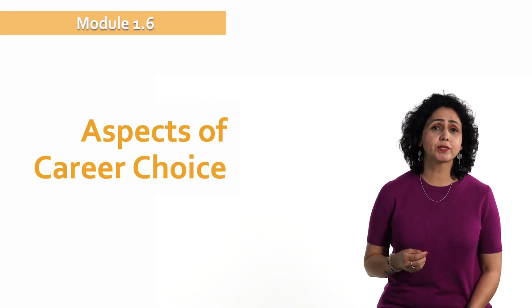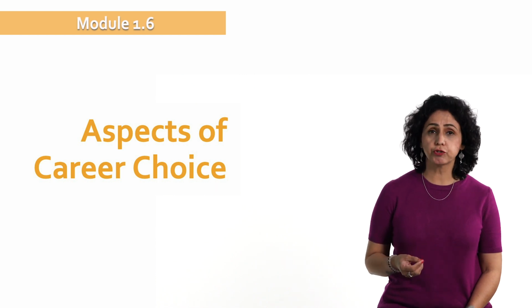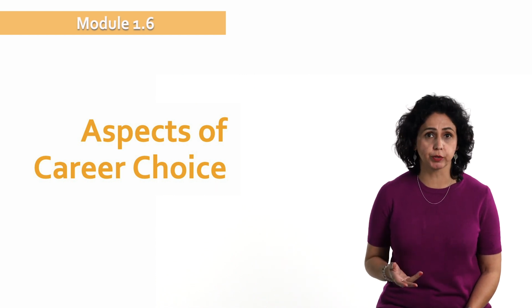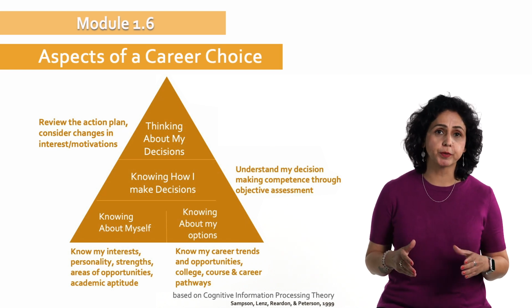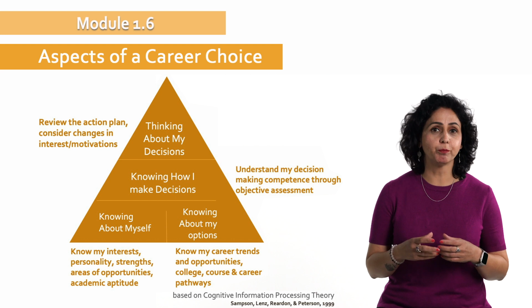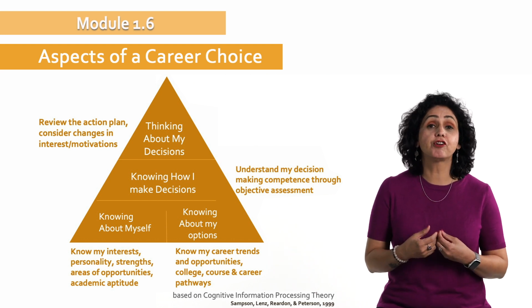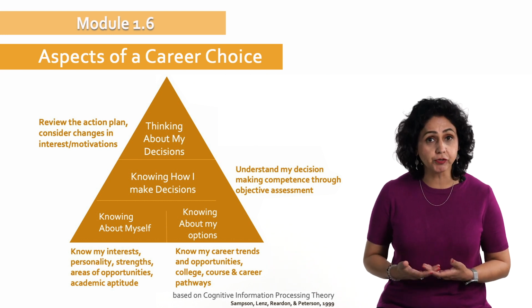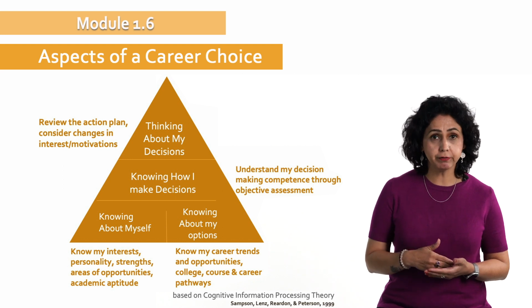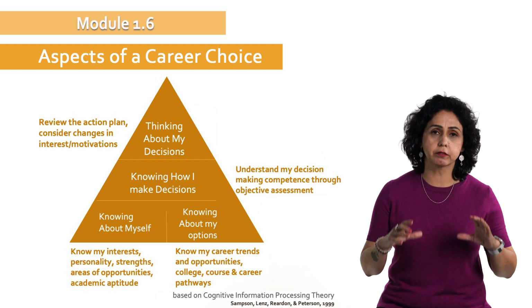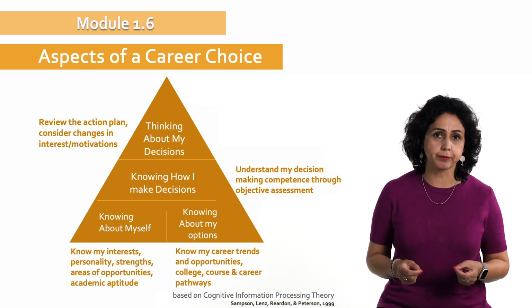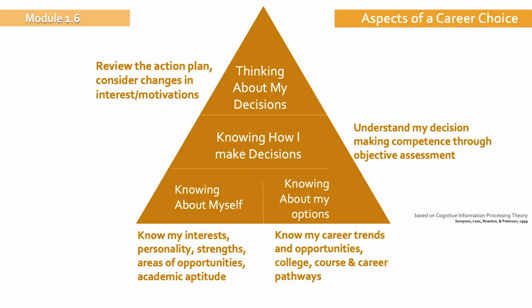Cognitive information processing theory is what we use to address aspects of a career choice. As you can see in the diagram, it is in the form of a pyramid where the base is the broadest, because it requires a strong foundation. Knowing about myself and knowing about my options is always the strongest foundation, and that has to be there. Maximum time needs to be spent on that one, because if this is sorted, the others become so much easier.